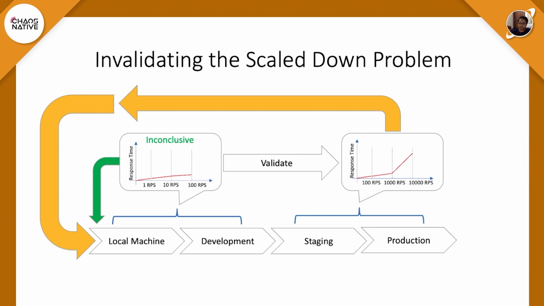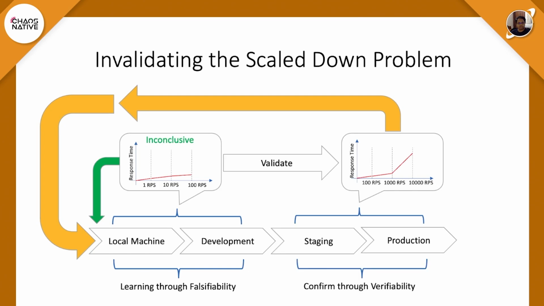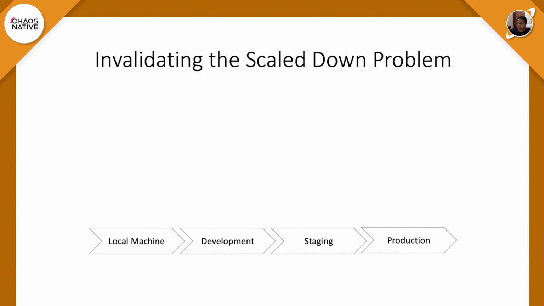Now, as you can see, on the left-hand side, we're learning through falsifiability. And on the right, we are confirming our learning through verifiability. So that's the beauty of this whole idea. Now, there is one more example of this scaling down I'd like to share. This is one of my favorites. I call it a with and without experiment, or the A-B experiment.